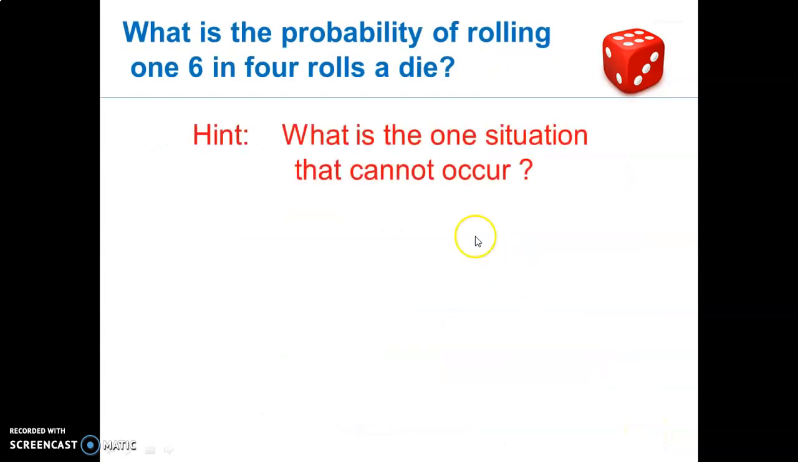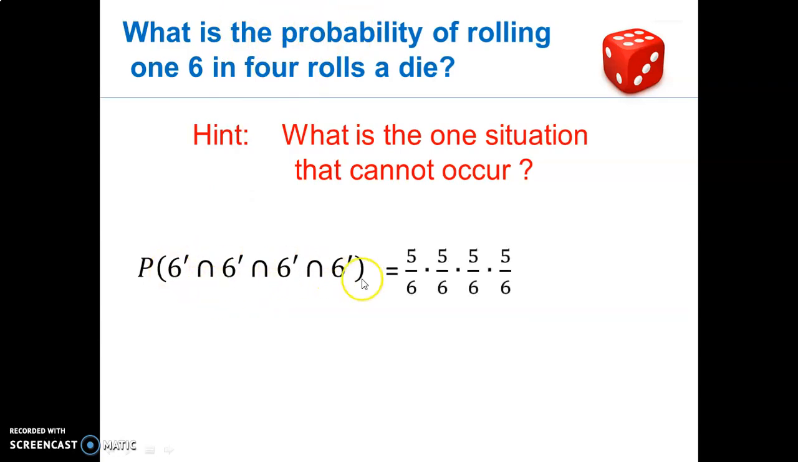And here is the easier way. The hint is, what is one situation that cannot occur? If you were to roll a 6 one time, what's the one thing that would not occur? Well, the one thing that would not occur is never getting a 6. So like this: not 6, not 6, not 6, not 6. That's the one situation you don't want to have, because it would be okay to have 2 6s. It doesn't say anything about that.